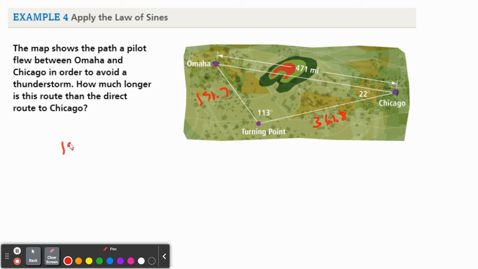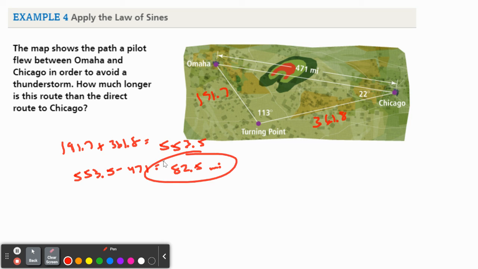So 191.7 plus 361.8, that equals 553.5. So 553.5, and then I'll subtract 471 from that. So 553.5 minus 471, and I get roughly what? 82.5 miles. And that's how much further the roundabout way was than the direct route.